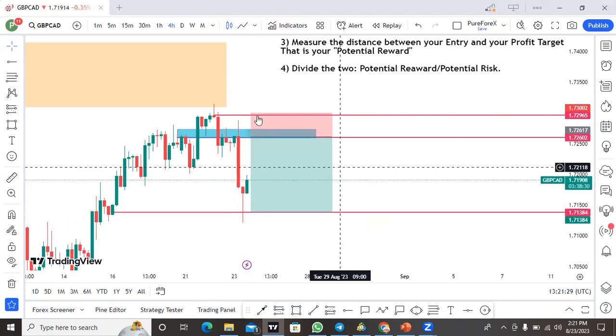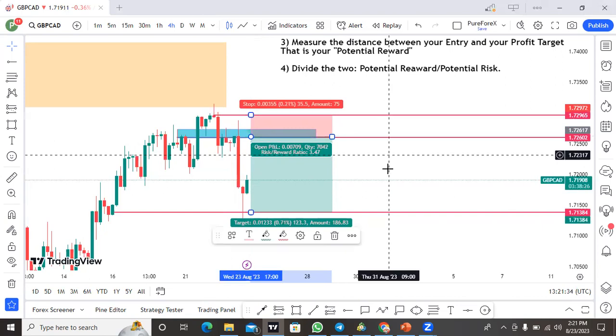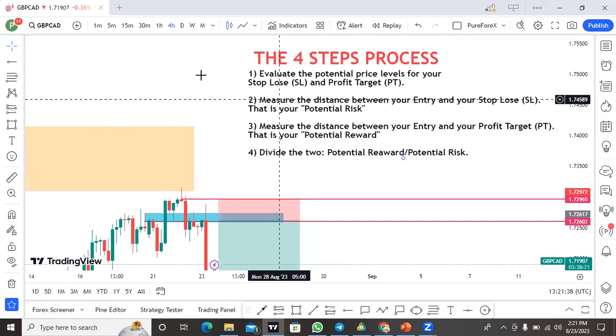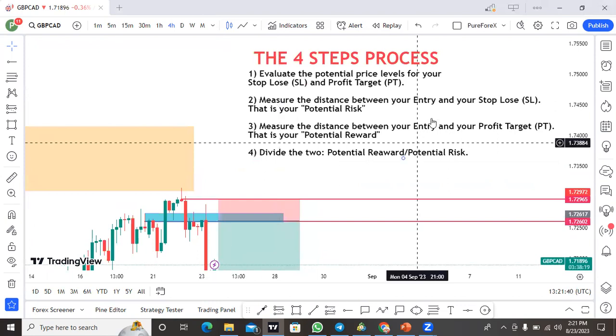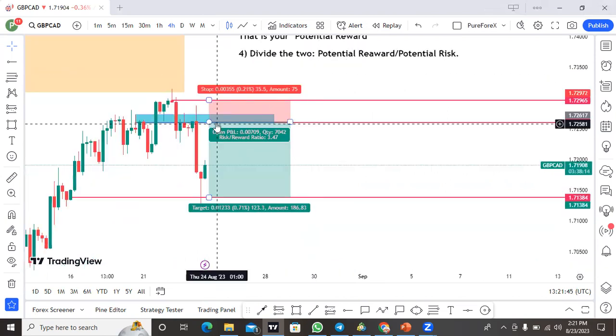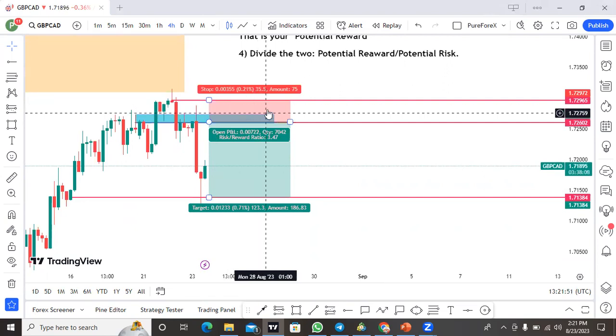So guys, now let's go back to the 4-step process. Step 2, measure the distance between your entry and your stop loss. That is your potential risk, right? So now this is from our entry to our stop loss. We want to know how many pips. It is 35 pips, right?